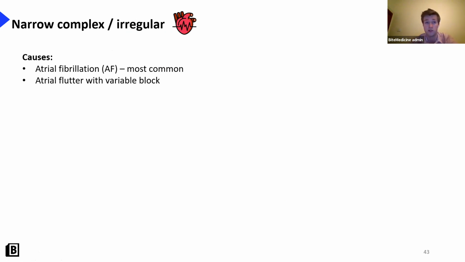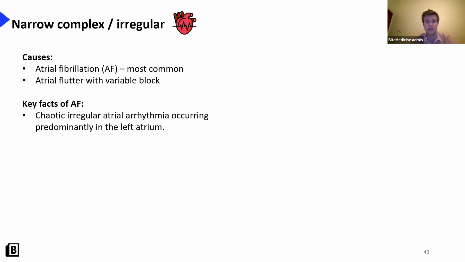The most common cause for a narrow complex irregular rhythm would be atrial fibrillation. You also have to think, could this be atrial flutter with variable block? That's just a top decile thought that we don't really have time to consider today. So, key facts about atrial fibrillation and how it differs from flutter. Unlike flutter, where it's an organized rhythm in the right atrium, atrial fibrillation is chaotic, irregular electrical activity, usually in the left atrium, that causes the atria to fibrillate like this.